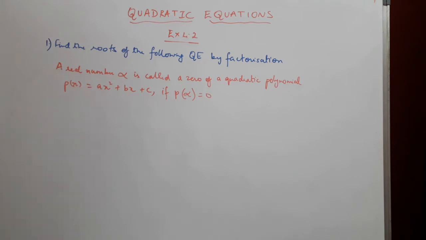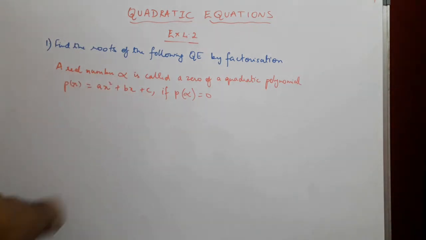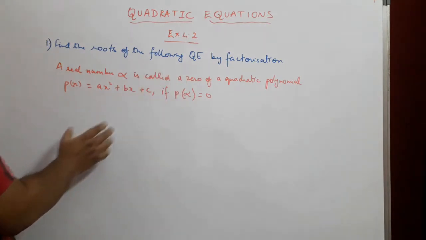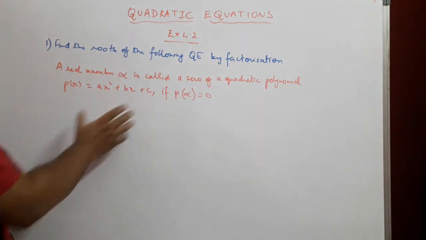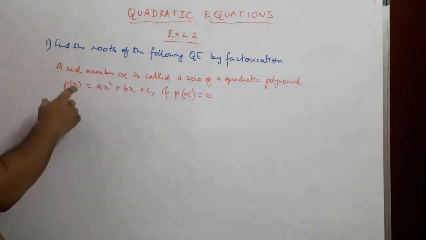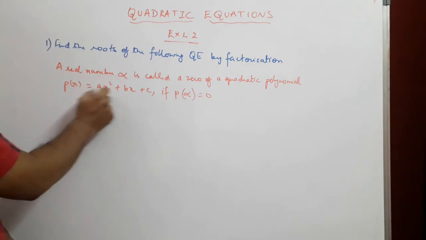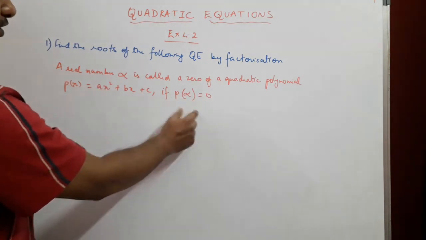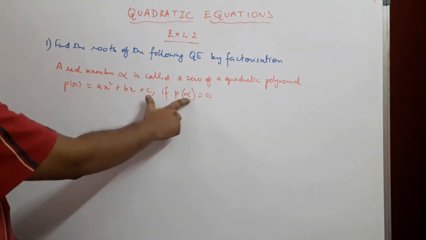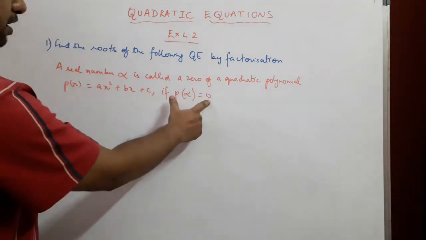So what it tries to say is that if there is a number alpha, and that is a zero of a quadratic polynomial, it means that when we replace x with alpha, the polynomial becomes 0. That is what it means, p of alpha equal to 0. So in place of x, if alpha is put, which is some real number, the value of the polynomial becomes 0.